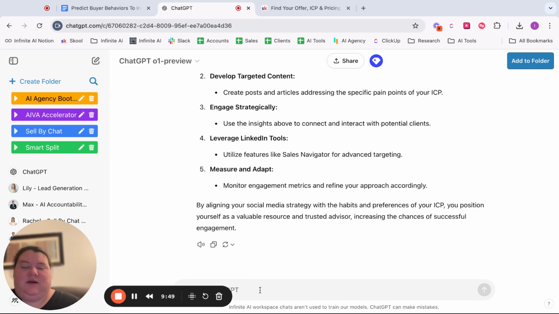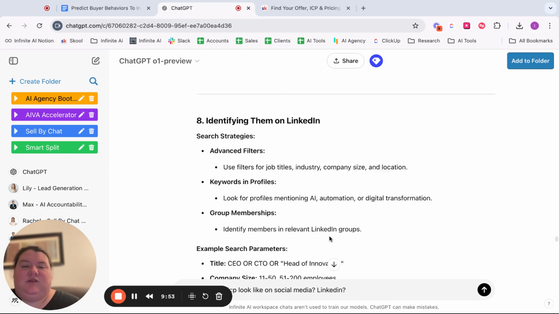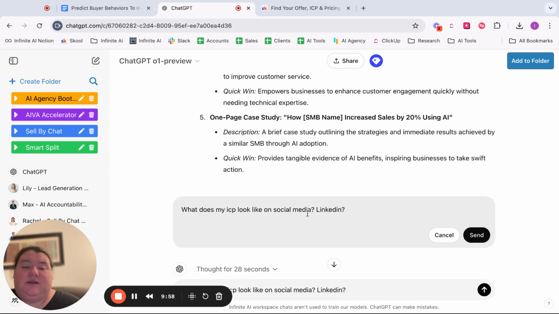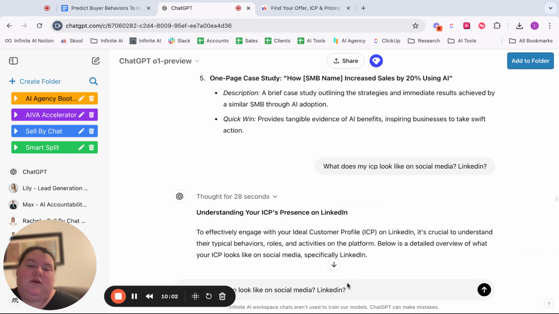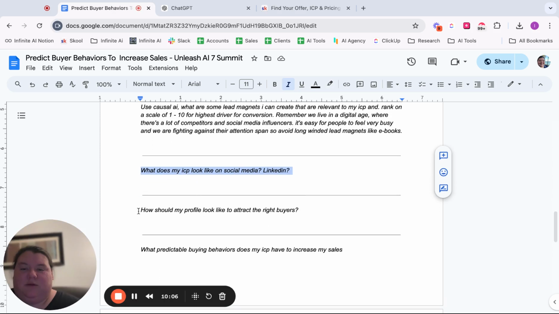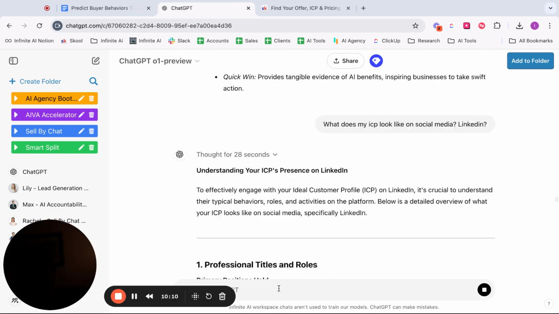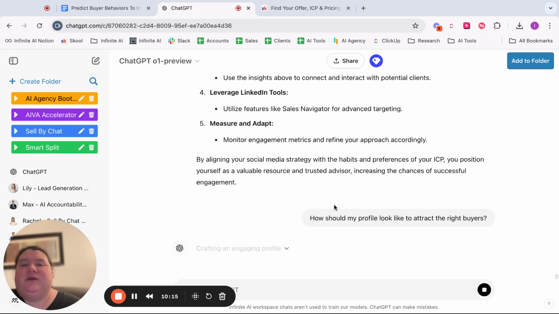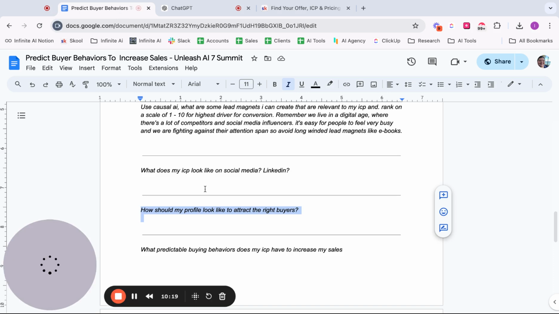And if it breaks or you want to go back, you can just do something like this. You scroll up to the top where you wrote the prompt, and you just hit this button and rewrite the question. It'll give you a whole new output. Or you can just type a new answer down below, not a big deal. How should my profile look to attract the right buyers? This is a great question. So that means, how should you brand your profile to attract these people? What kind of banners you should put up, all that kind of stuff.